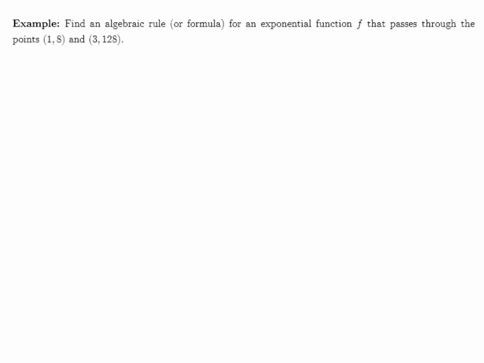In this example, we're going to find the algebraic rule or formula for an exponential function f that passes through the points (1, 8) and (3, 128). To start, our basic exponential function has the form y equals c times a to the x. So our variables are x and y, and then c and a are constants.